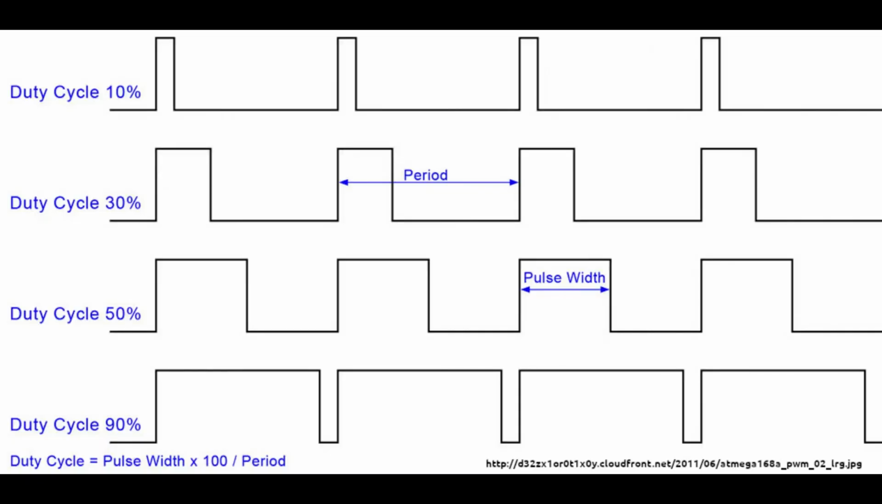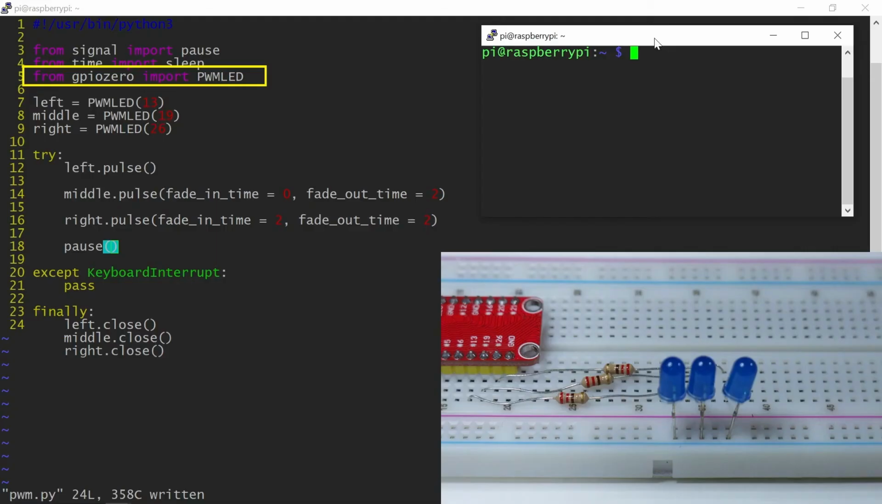Pulse width modulation relies on rapidly cycled DC power, resulting in a square wave. The brightness of the LED is proportional to the size of the pulses, otherwise known as the duty cycle. The wider the PWM pulse, the brighter the LED. Let me demonstrate how it works with the Raspberry Pi.